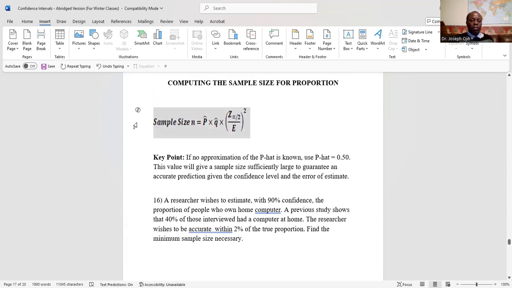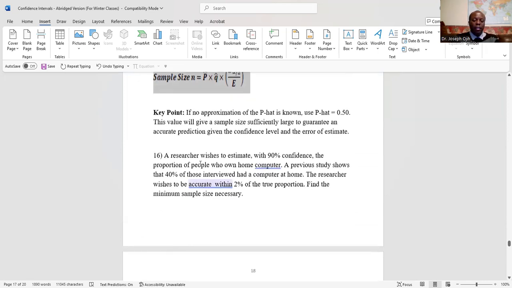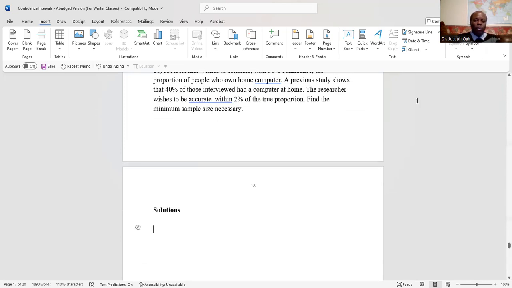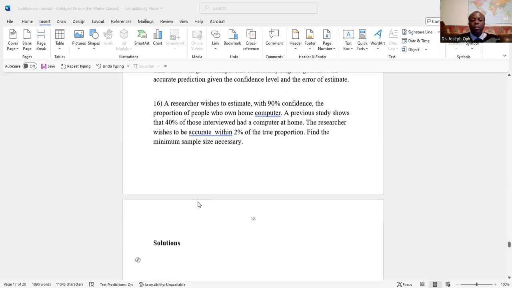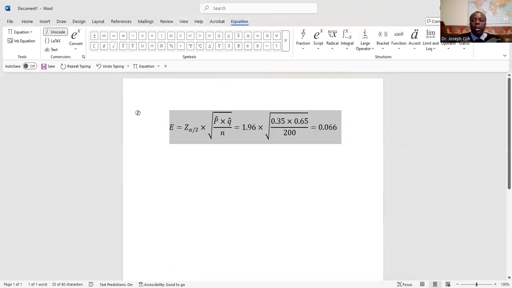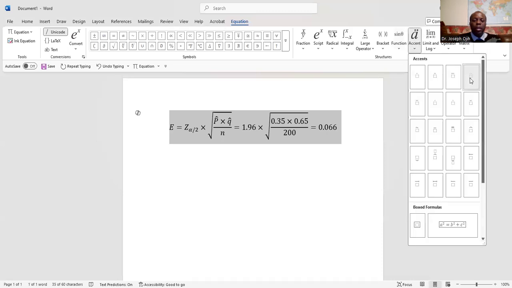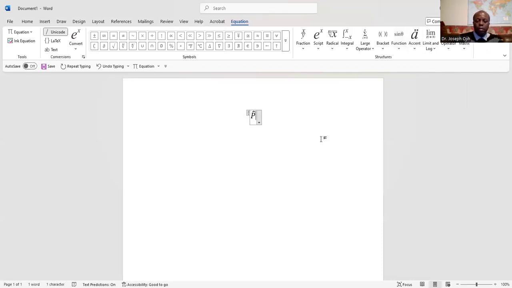Again, the formula is right here. So first of all, we need to find the p hat. But unfortunately, this will not allow me to put p hat here. Maybe I can get it from the other list. In this case, p hat is given as 40%. So I'm gonna get it right here. Okay. In that case, we have p hat, 40% is 0.4.